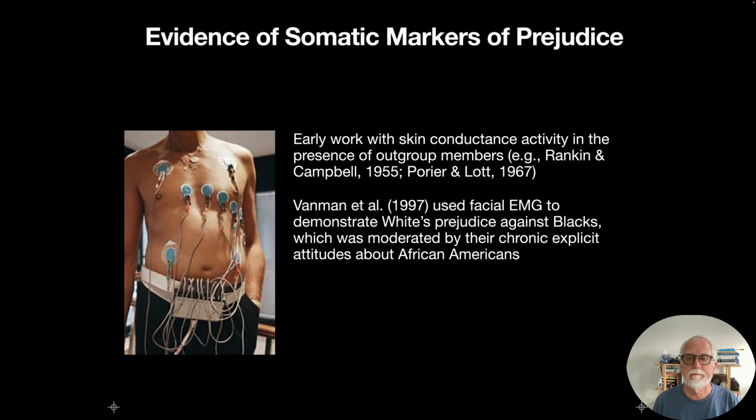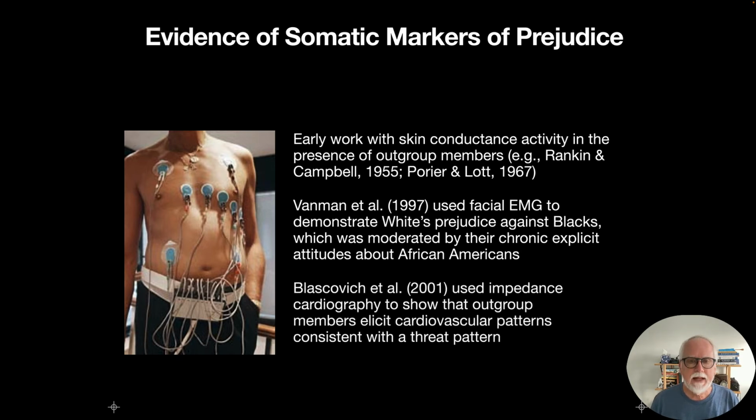And then finally, Blascovich et al. in 2001 used another kind of somatic marker measure, which was impedance cardiography. They put electrodes on the chest, like you see here, to measure heart rate, blood pressure, cardiac output, and other things to look at a cardiovascular pattern.